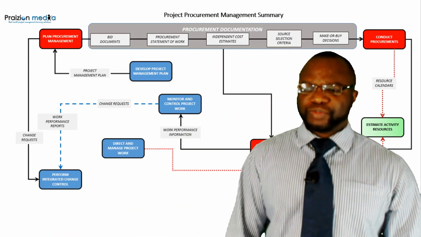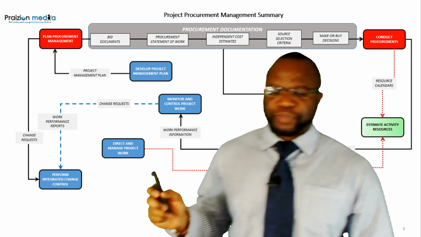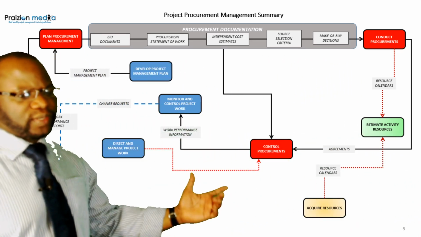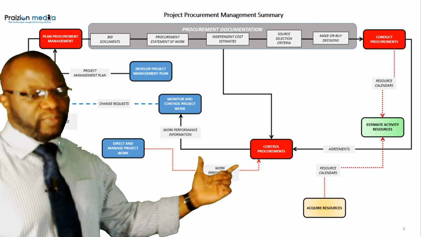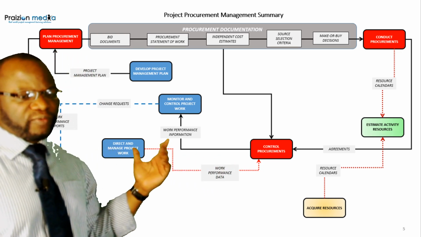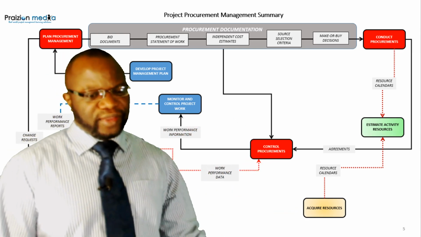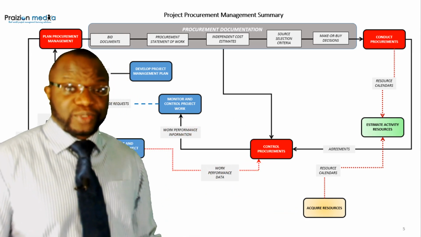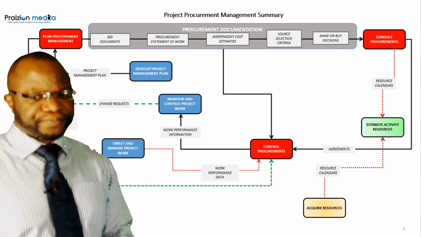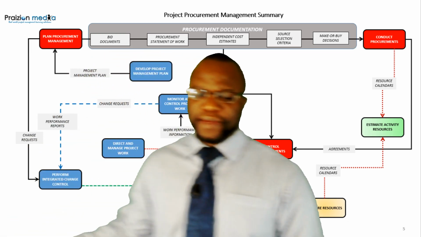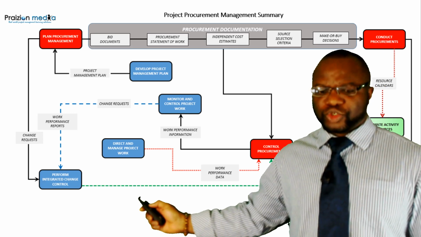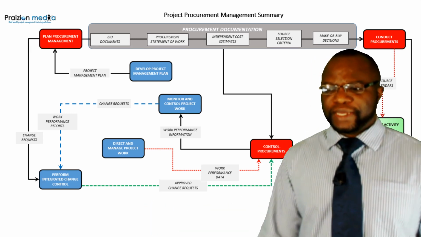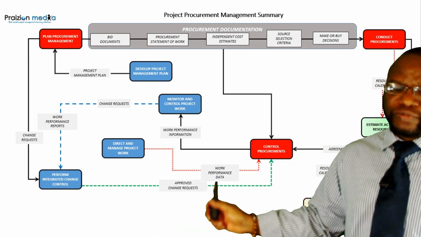We have direct and managed project work. Direct and managed project work is feeding you, as you can see here, with work performance data. And that work performance data is what becomes the work performance information. And that eventually becomes work performance reports. We can also see this interconnection here between control procurements and PICC. What are we getting? Approved change requests.